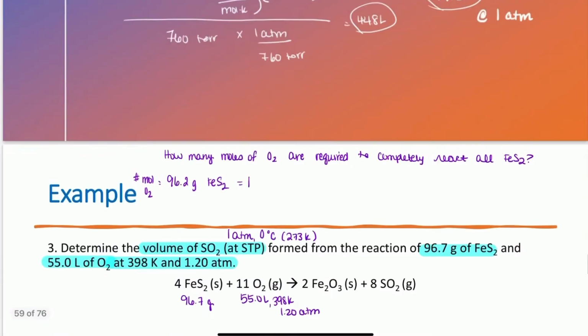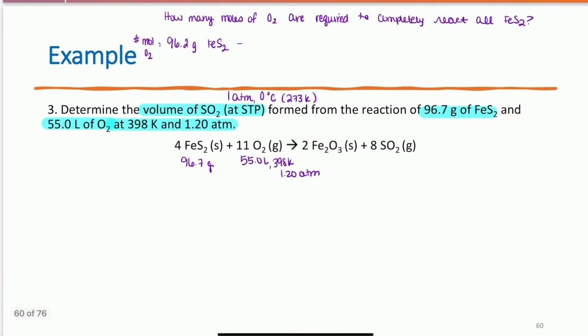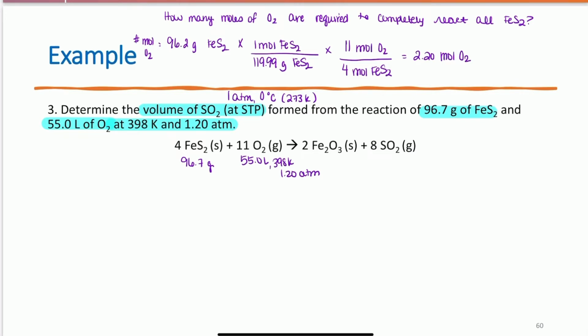So, okay, 96.2 grams of FeS2, convert that to moles of FeS2. If you add up the molar mass of FeS2, you should get 119.99 grams. You could round that to 120, just put a decimal place at the end if you want to. I just like keeping things not rounded until the end if possible. I see 11 moles of O2 are required to react 4 moles of FeS2. I would need 2.20 moles of O2 to completely react all of my FeS2.